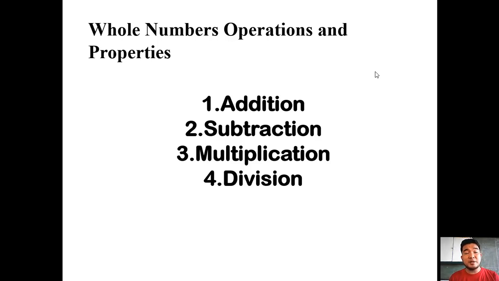Okay? Sa multiplication, ang natatandaan ko talaga meron pa kaming tono sa pag-memorize ng multiplication table.